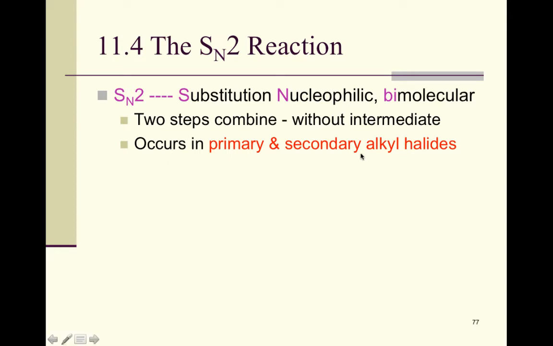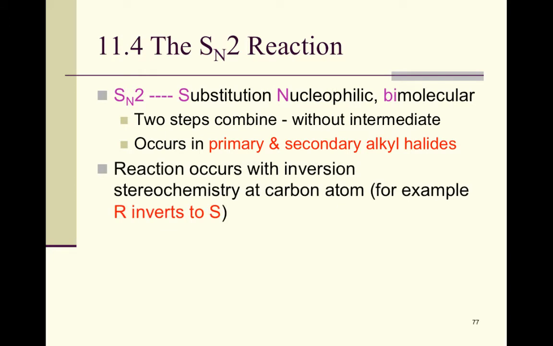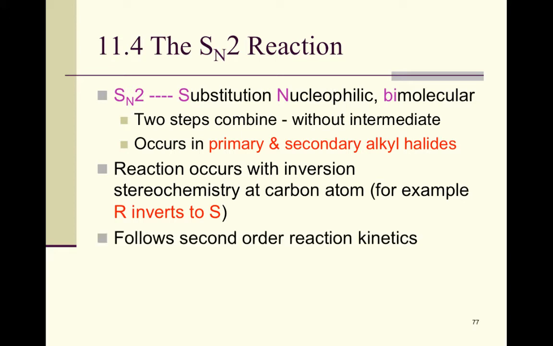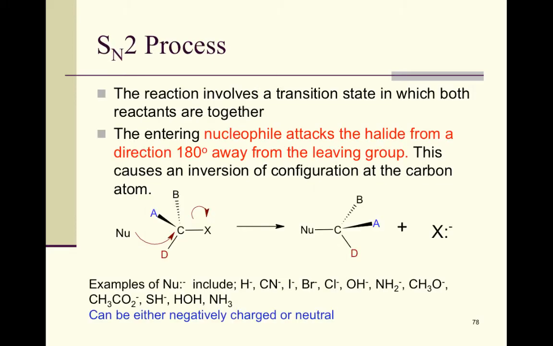This occurs with primary and secondary alkyl halides. The reaction occurs with an inversion of stereochemistry. So if you start off with an R, you end up with an S. SN2 reactions follow second-order reaction kinetics. The rate law would be K times the concentration of the nucleophile and the concentration of our original alkyl halide. SN2 process. The reaction involves a transition state in which both reactants are together.